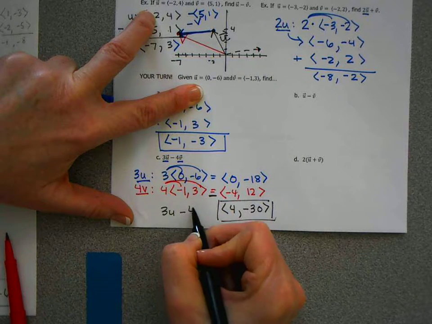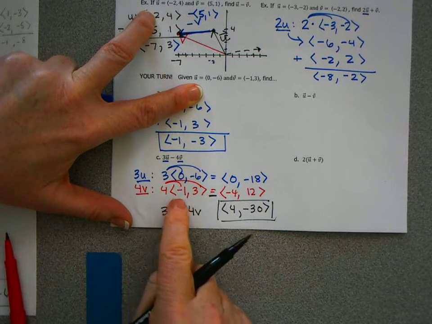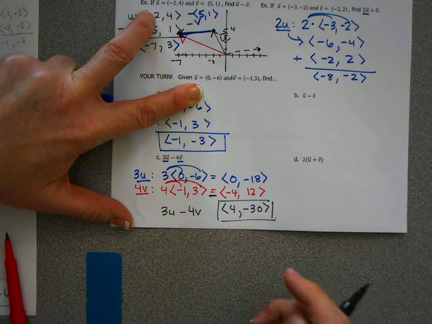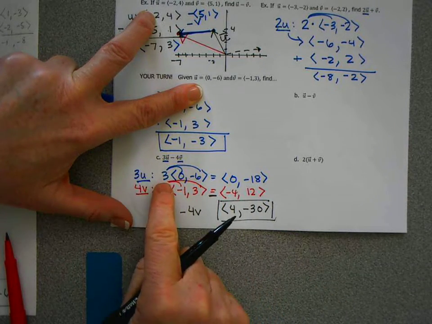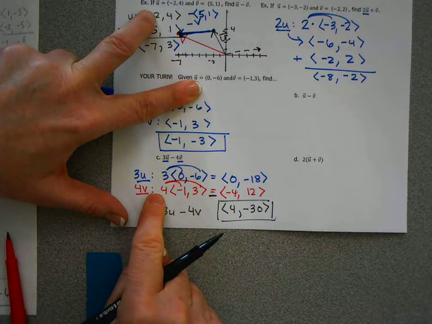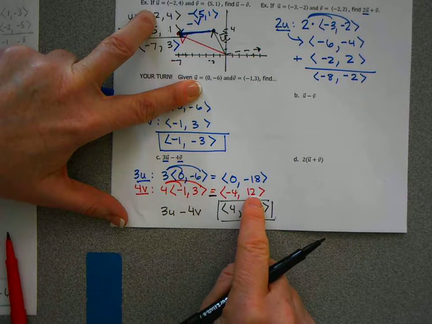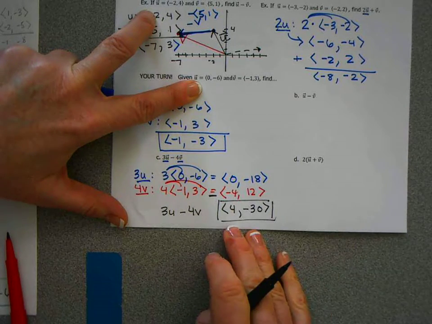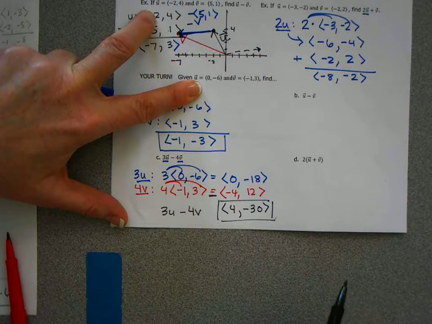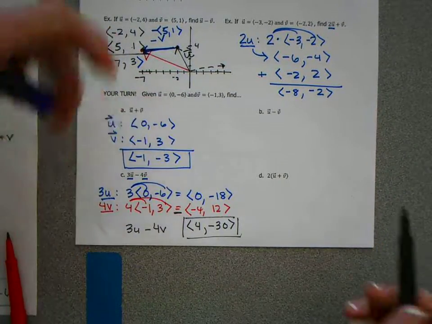minus 4v. Another way you can think of it is if you just hate subtraction, you could, instead of doing this subtract second, multiply by negative 4, get positive 4, negative 12, and then just add. It's just 2 ways of subtraction. Okay, so please go ahead and try B and D. Stop the tape and try B and D.